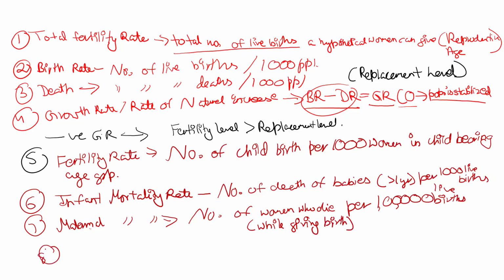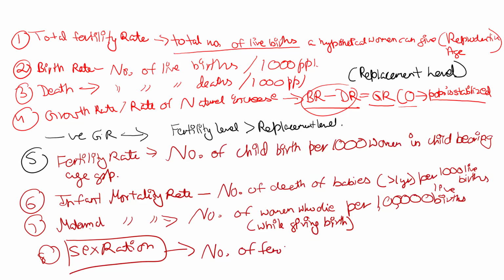Then you have sex ratio. Sex ratio is a very important concept and can come in MCQ. Sex ratio is basically the number of females per thousand males in a given area at a specific period of time.